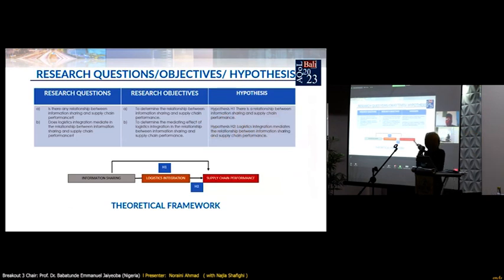So these are my research questions. In this slide, you can see the theoretical framework. Basically, we have two hypotheses, H1 and H2. H1: there is a relationship between information sharing and supply chain performance. The research objective for H1 is to determine the relationship between information sharing and supply chain performance. And H2 is that logistics integration mediates the relationship between information sharing and supply chain performance.